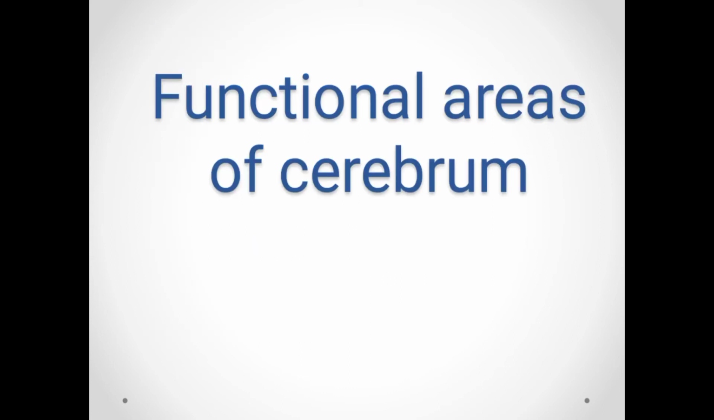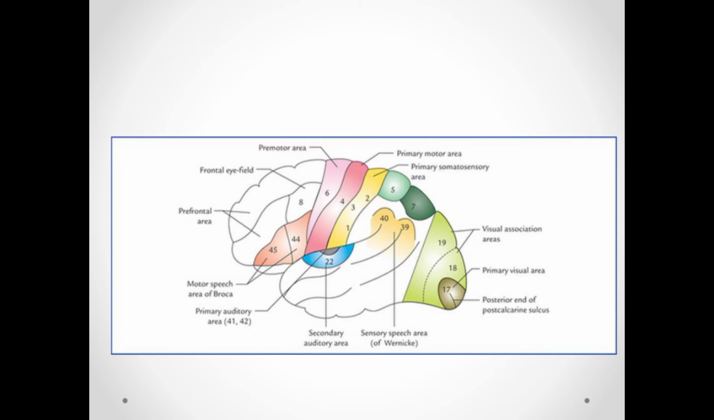Okay, next, functional areas of the cerebrum. We will look into the functional areas of the cerebrum. You can see here, this is about the functional area. According to Brodmann, the cerebral areas are classified and given numbers. According to Brodmann's numbers, the superior lateral surface of the cerebrum is numbered as follows. You know this one, this is the central sulcus, and behind it is the postcentral sulcus. So this is the sensory area.